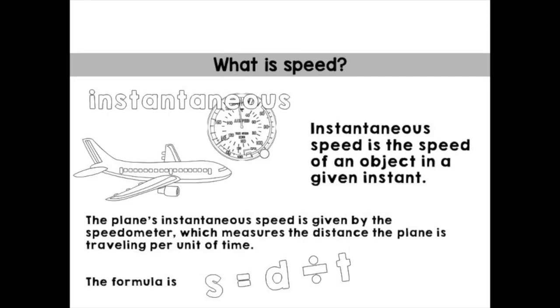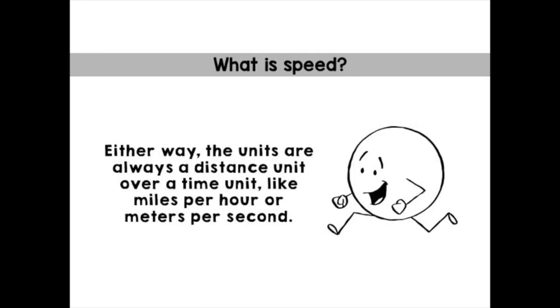Instantaneous speed is the speed of an object in a given instant. So the plane's instantaneous speed is given by the speedometer, which measures the distance the plane is traveling per unit of time. We don't really worry about that, but it's just like if you were in the car with mom and you look, she's going 55 miles per hour. Well, that's in that moment. That's not her average speed for the entire trip. Either way, the units are always a distance unit over a time unit, like miles per hour or meters per second or kilometers per hour.